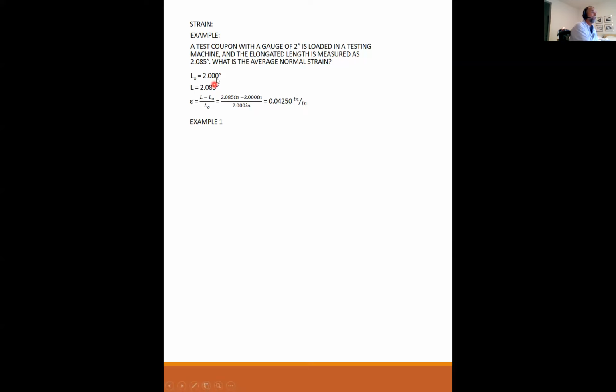So if the original gauge had been 6 inches, then the total new stretch length would have been 0.085 times 3 or 0.025 times 6. It would have been 6 times as much, but the stretch per inch would be the same. This is a measure of stretching in inches per inch of material.